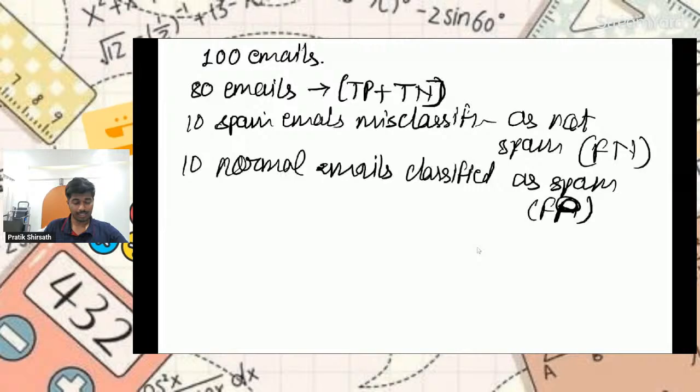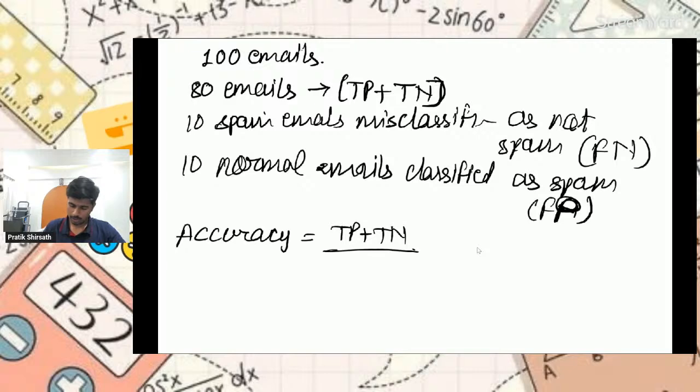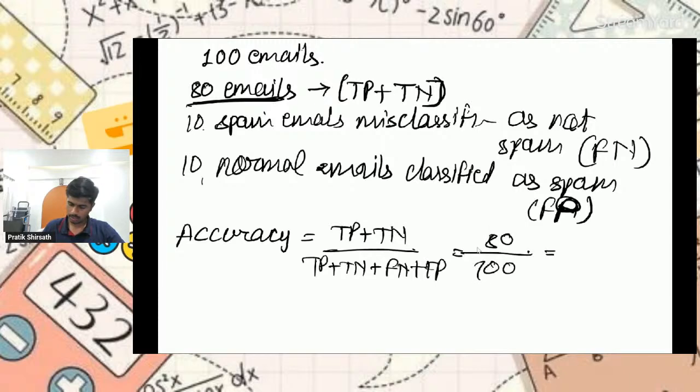Now this is the data we have got. Now what will be my accuracy? Accuracy is nothing but correct predictions divided by the total number of predictions. So this is TP plus TN divided by the summation, TP plus TN plus FN plus FP. That will be a total of 80 emails divided by 100, simple maths, this is nothing but 80% accuracy.